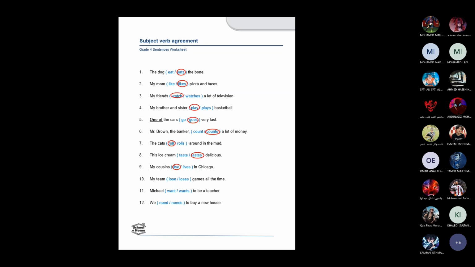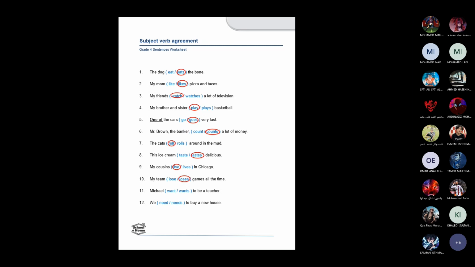The word team, if I mean it as a group of people, might seem plural. But if I mean it as a word, just a word that refers to one group of people, it is singular. So it will be loses with S at the end. Why? Because the subject here is singular, according to the spelling. Keep it in mind: the verb must agree with the subject in the spelling, not in the meaning.